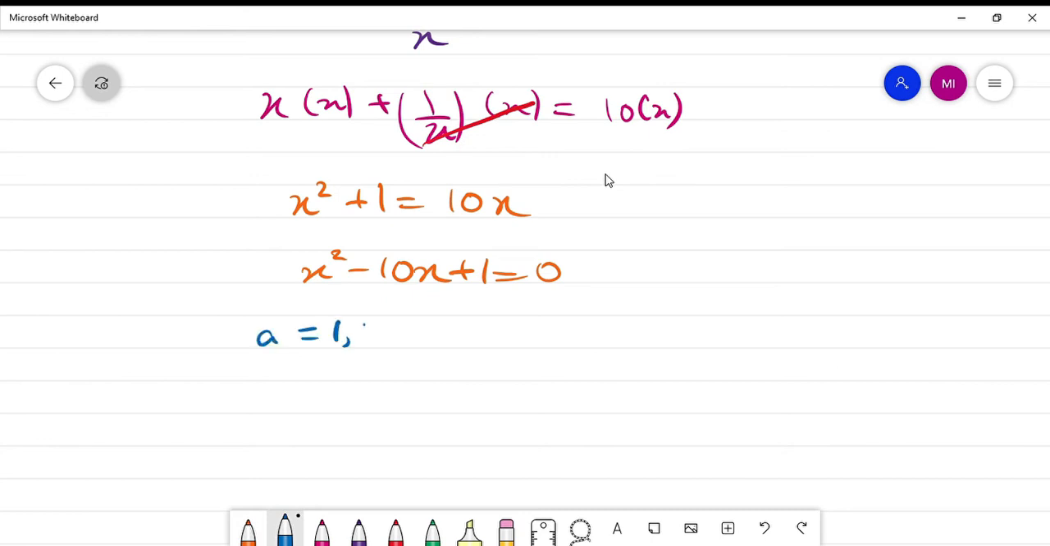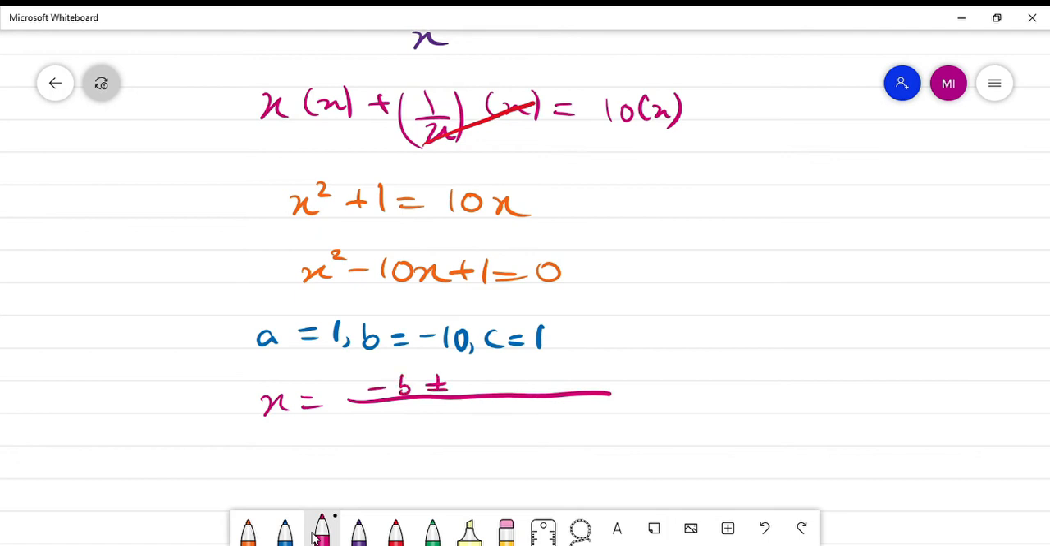So a is equal to 1, b is equal to negative 10, and c is equal to 1. And our formula is x is equal to negative b plus minus under root of b squared minus 4ac divided by 2a.